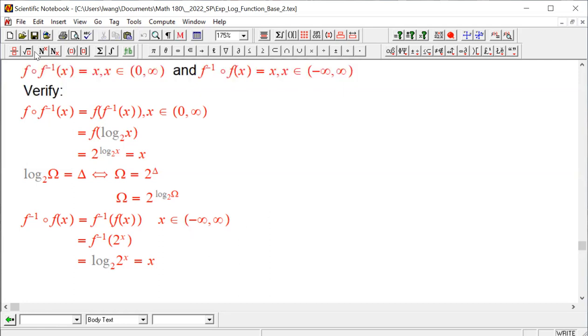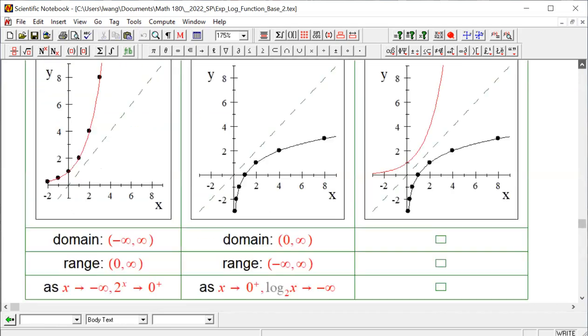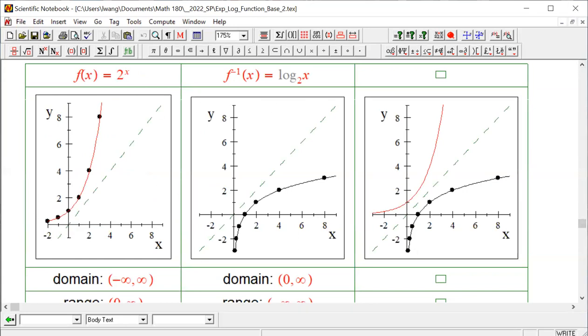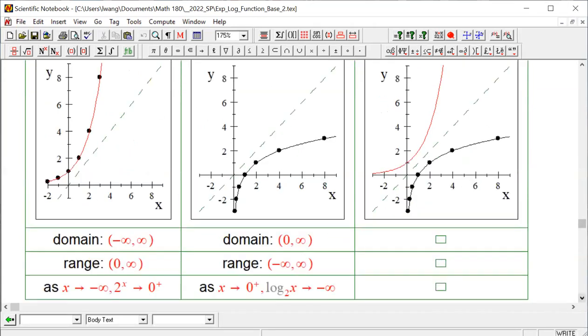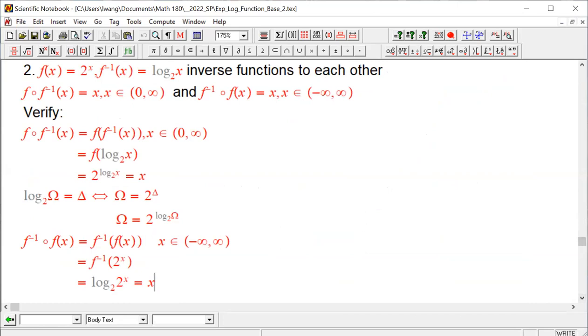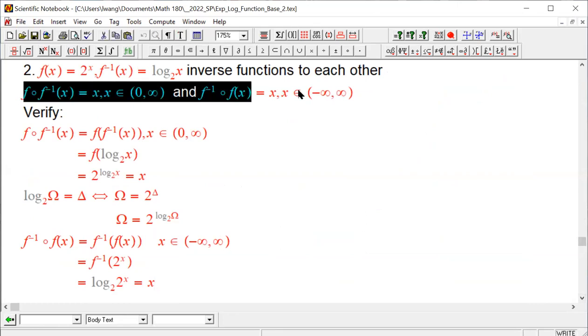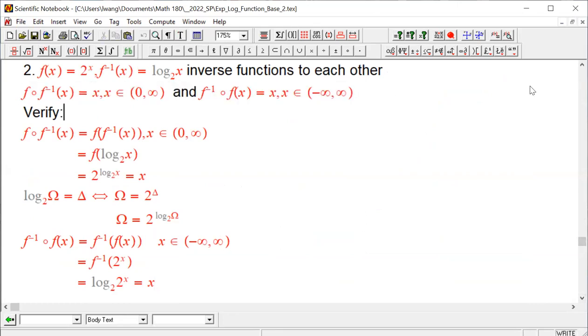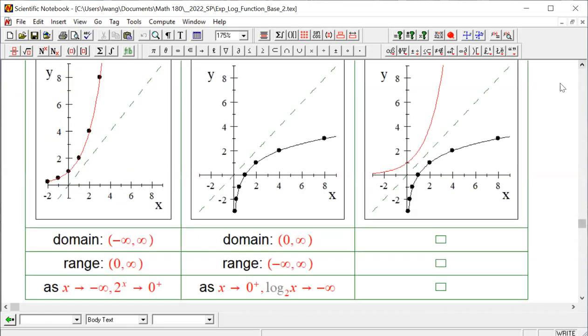To summarize, not only did we complete this table for our summary, we also have proved and verified these are true as well. And the symmetry, everything about inverse functions, the pair of functions that are inverse to each other are true.